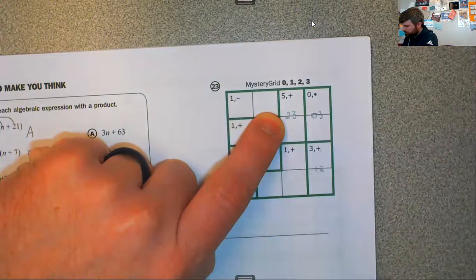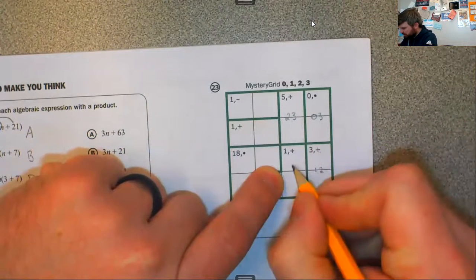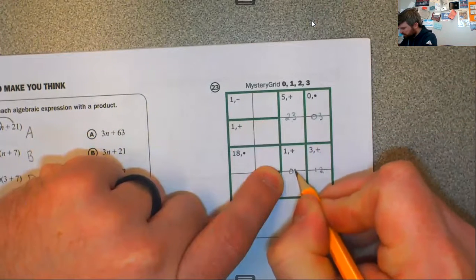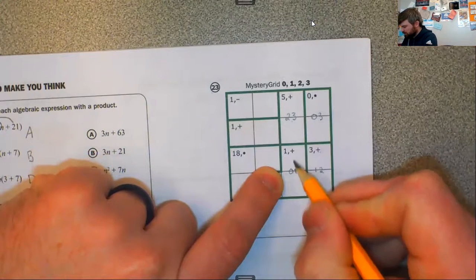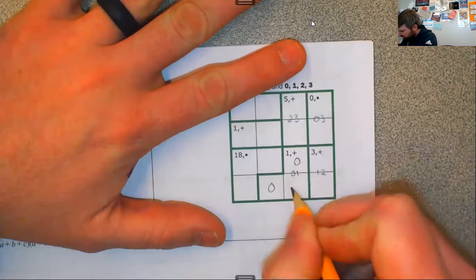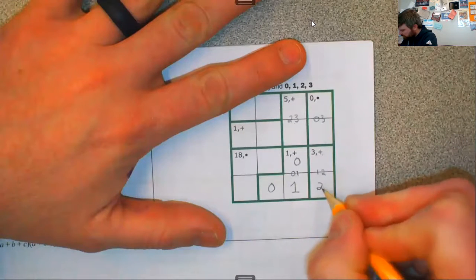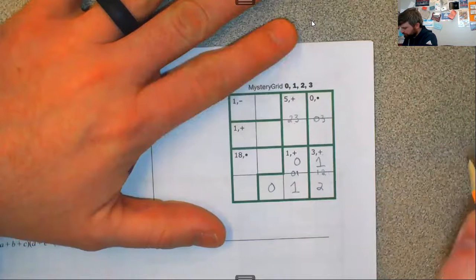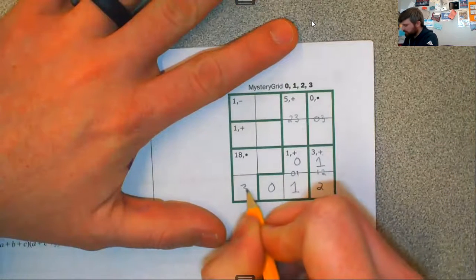Now, this one has a 2 and a 3. So I'm going to need a 0 and a 1 down here. We're going to add to get 1. I already got the 1 here somewhere. So I know 0's got to go here, here, and this would be the 1. This can't be 1, so it'll be the 2, and this will be the 1. I've got 0, 1, 2. This must be 3.